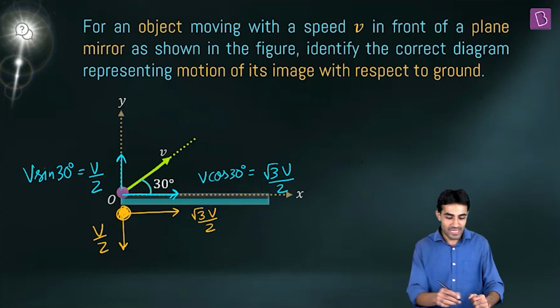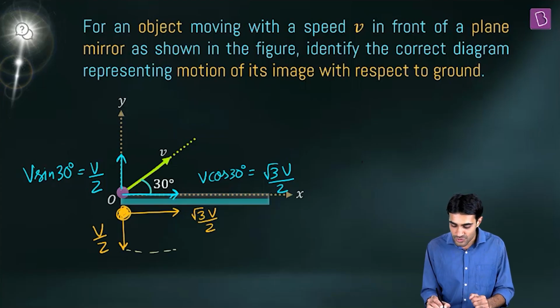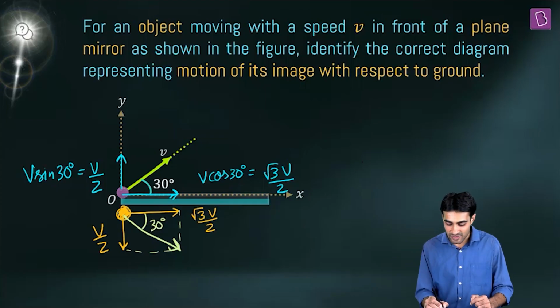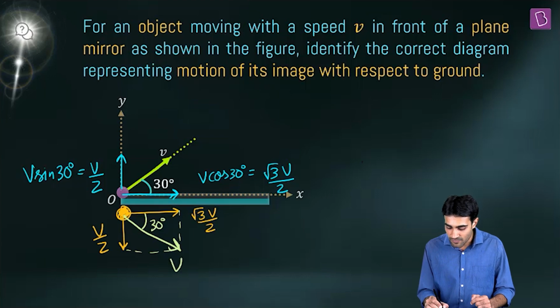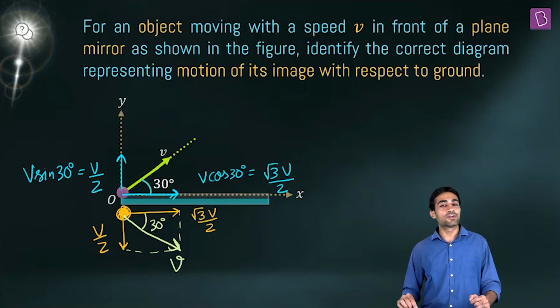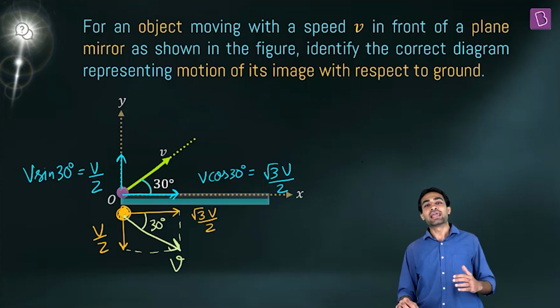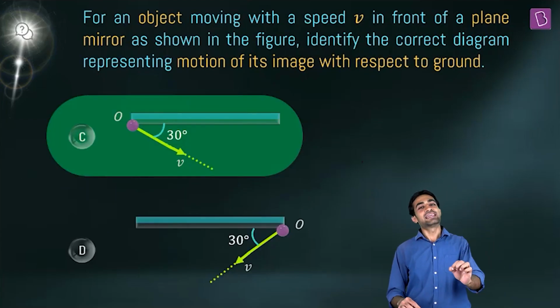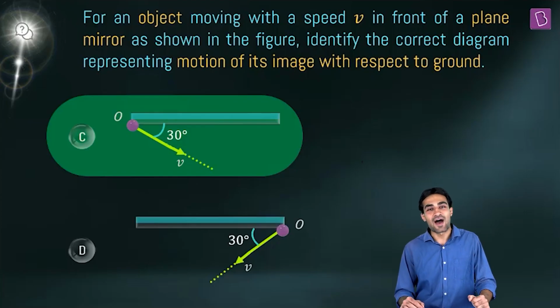This is the concept. And now we can see the direction of the net velocity. This is the net velocity, making an angle of 30 degrees with the horizontal. Good. So this is the final velocity of the image. This is v, making an angle of 30 degrees with the horizontal in the downward direction. Okay, and now we can just see that option C is the right answer for our question.